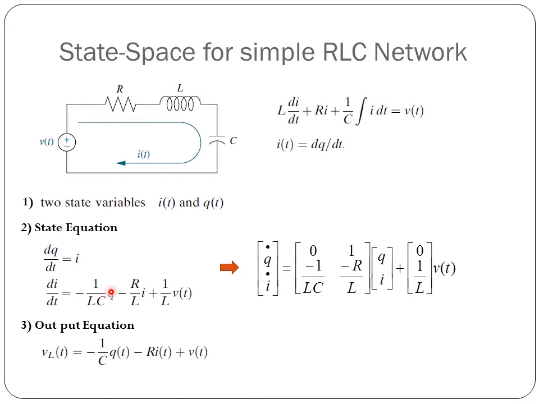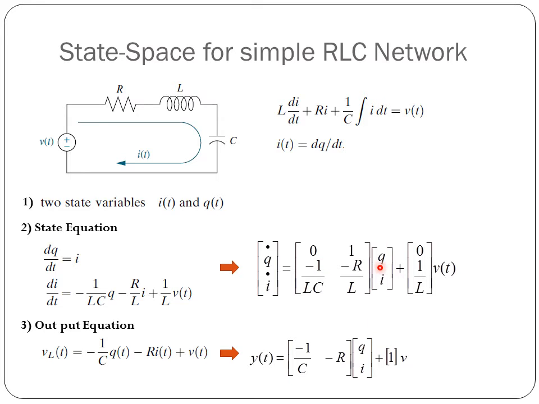And then again here we can convert this equation to this. For example, Q contains 1 by LC, which appears here, I contains minus R by L, and V contains 1 by L, etc. So this is how we rewrite this equation into the matrix format. This is our final format of the state equation. Similarly, we can rewrite the output equation in a similar format.